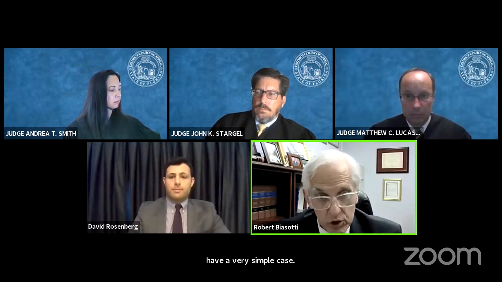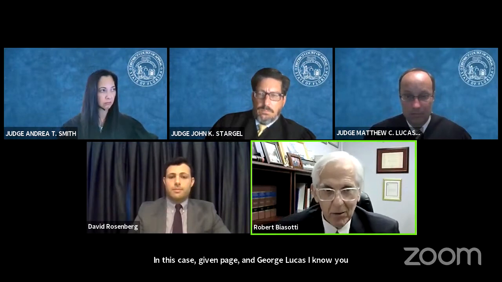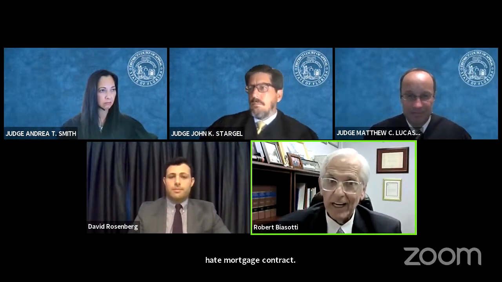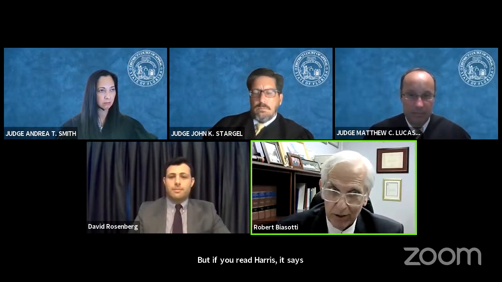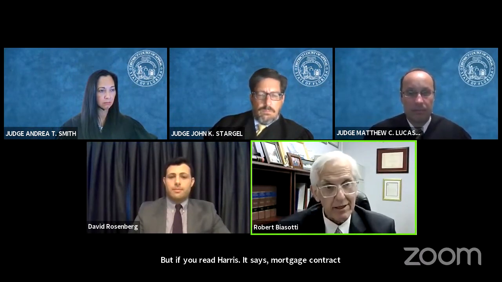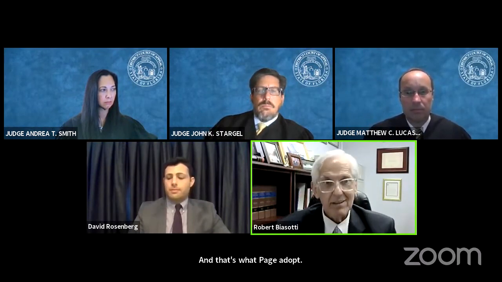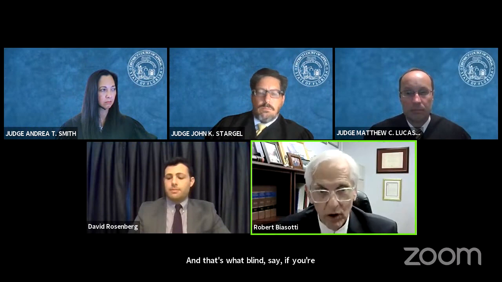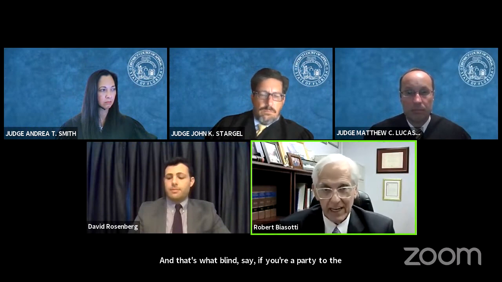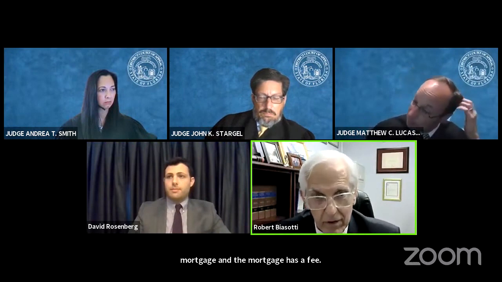given Page. And Judge Lucas, I know you hate mortgage contract, but if you read Harris, it says mortgage contract probably 20 times. And that's what Page adopted. And that's what Blythe said. If you're a party to the mortgage and the mortgage has a fee, you're entitled to fees under 57.105.